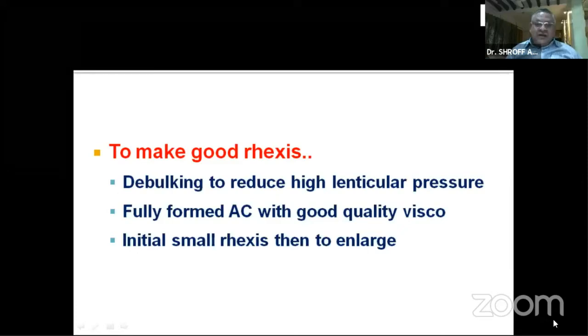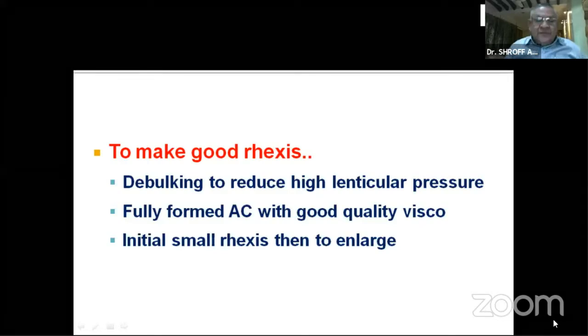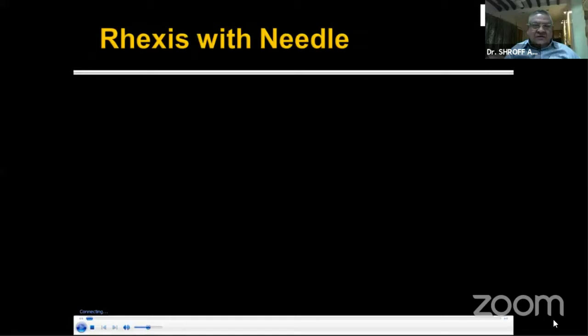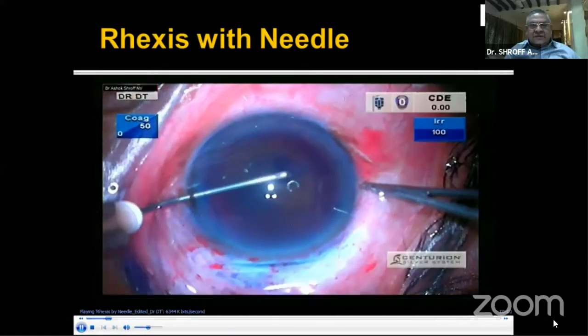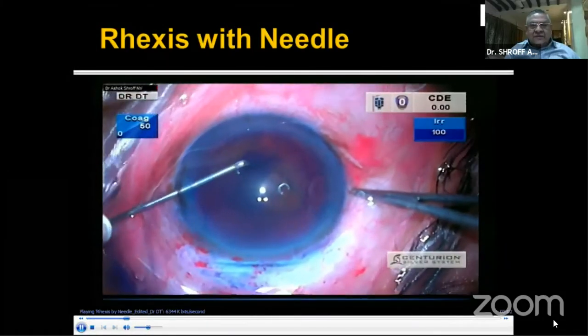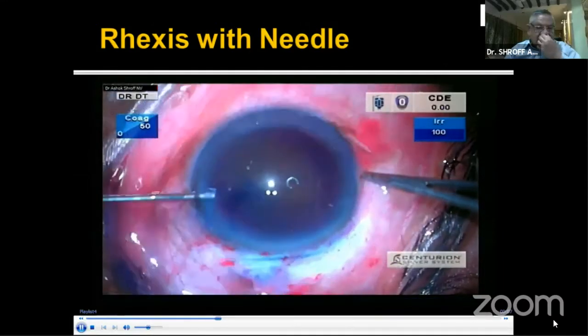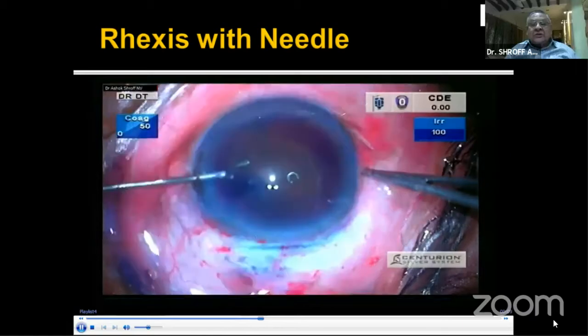So you have to be very careful, and to make a good Rexis, debulking to reduce the high intraocular pressure is a key factor. You must debulk, and that too with the fully formed anterior chamber with good quality visco. And if you are not comfortable, try to make a small rexis and then center and then enlarge. See here, I'm trying to show the rexis made with the needle. See that after this it is stained, and then gradually this can be done.